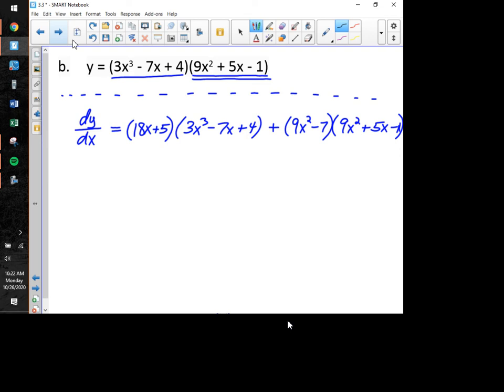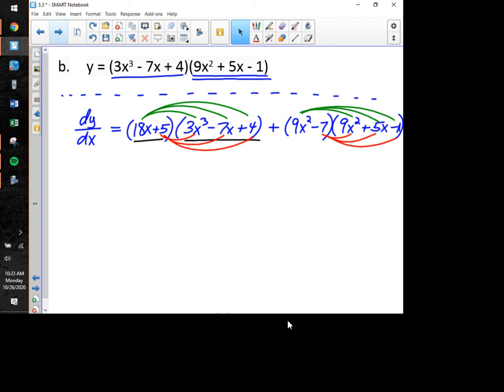We would have to multiply a binomial into a trinomial using the old double distributive property. The 18x would get distributed in there, then the 5 would get distributed in, and we would combine like terms. Over here, likewise, we could do the same thing, distributing the 9x squared and then distributing the minus 7. Now boy, if we did that, that would get us a 12-term polynomial expression, if I'm not mistaken, and then we could combine like terms to get an expanded polynomial in simplest form.